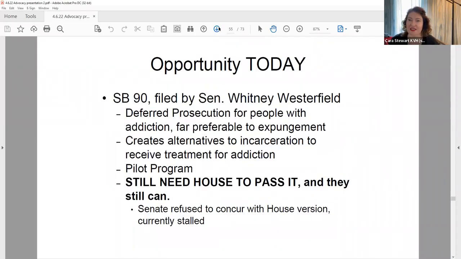You get 30 seconds. One bill you can call about right now is Senate Bill 90, which has passed the House and Senate, but the House version is very different from the Senate version. The Senate refused to concur with the House, so now it's in limbo, but it's very good. The House version was less good because it covered fewer people. This is deferred prosecution for people with addiction so that they can get treatment and actually get credit for that to pay for whatever crime they had committed, which is much better.